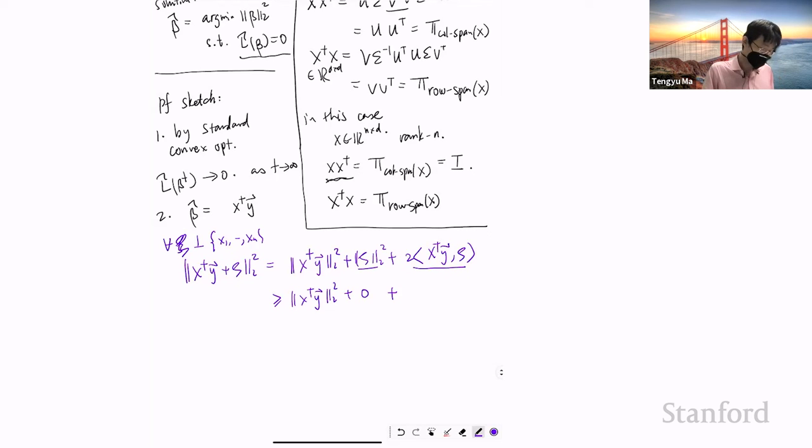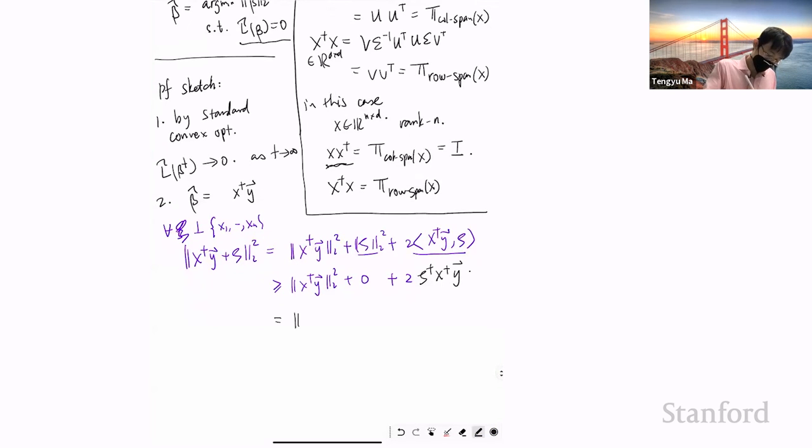Because, see why this is equal to 0. This is equal to 0 because, I guess, maybe let's say this is equal to 2 times y back x. So what's this? This is zeta transpose x pseudo inverse y back, right?